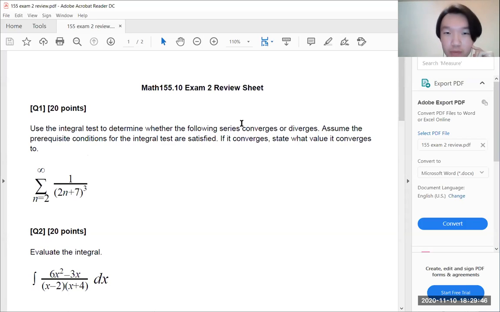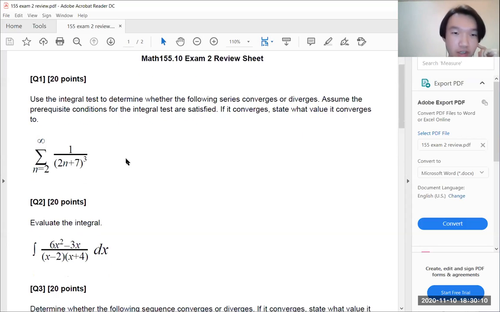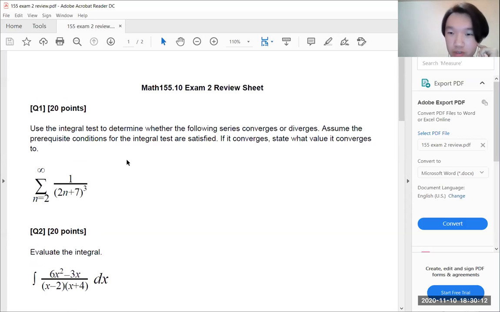It will be the same format. So it will allow you to just skip the prerequisite conditions, so you don't have to check for like continuous and decreasing and stuff. But do make sure you know all the methods of integration, mostly the basic ones, like U substitution. I'm probably not going to give you integration by parts because that's a little bit too tedious. So yeah, that's one of the questions.